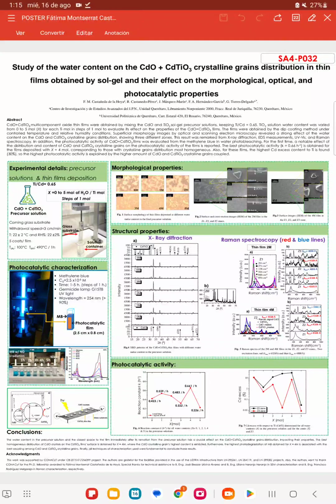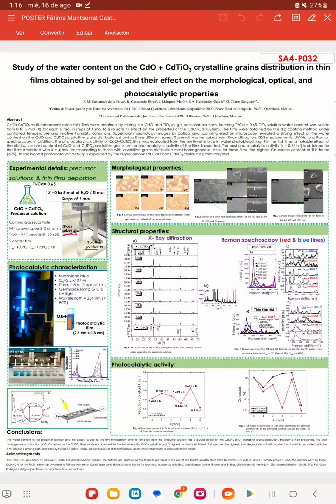My name is Fátima Montserrat Castañeda de la Hoya, and in this poster I'm presenting a work named the study of the water content of cadmium oxide to cadmium titanate crystalline grain distribution in thin films obtained by sol-gel and their effect on the morphological, optical, and photocatalytic properties.